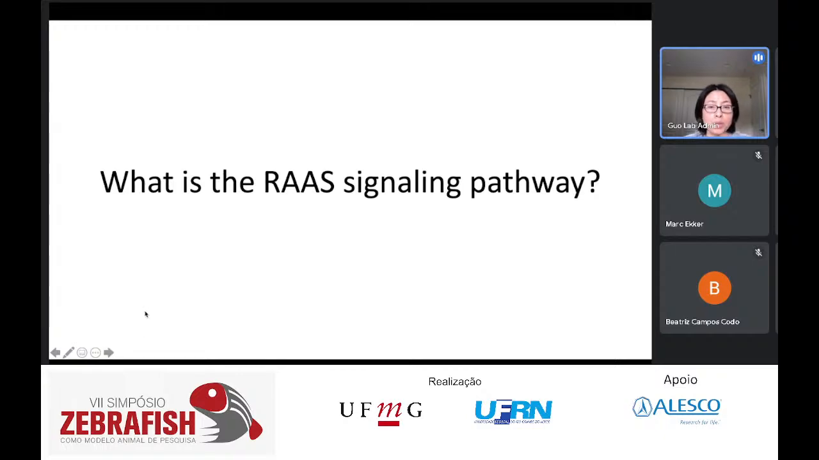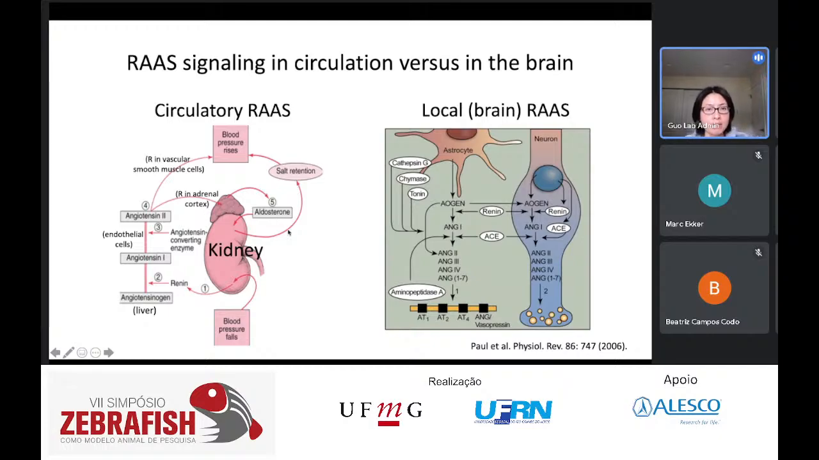So you might be wondering, what is the RAS signaling pathway? The RAS signaling pathway is best known in the regulation of blood pressure. It's actually these inhibitors that we have pulled out from our screen that are commonly used blood pressure medications.